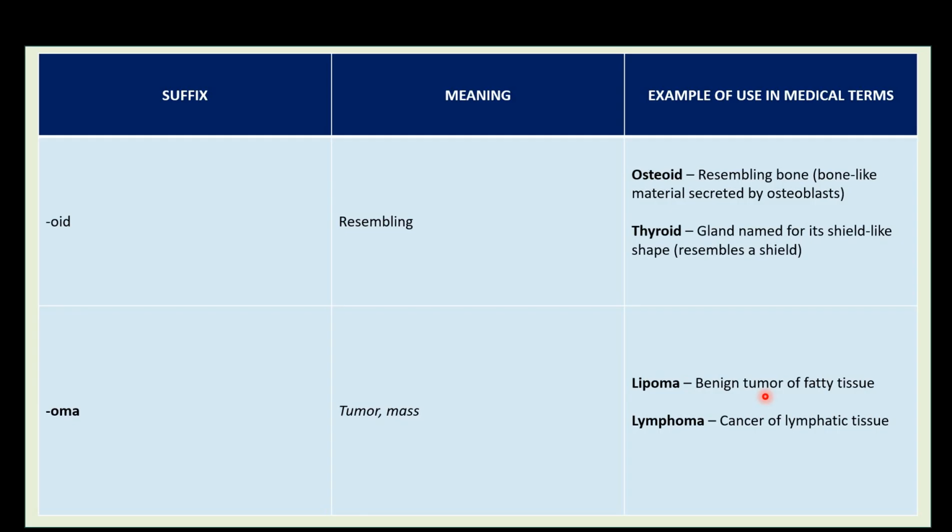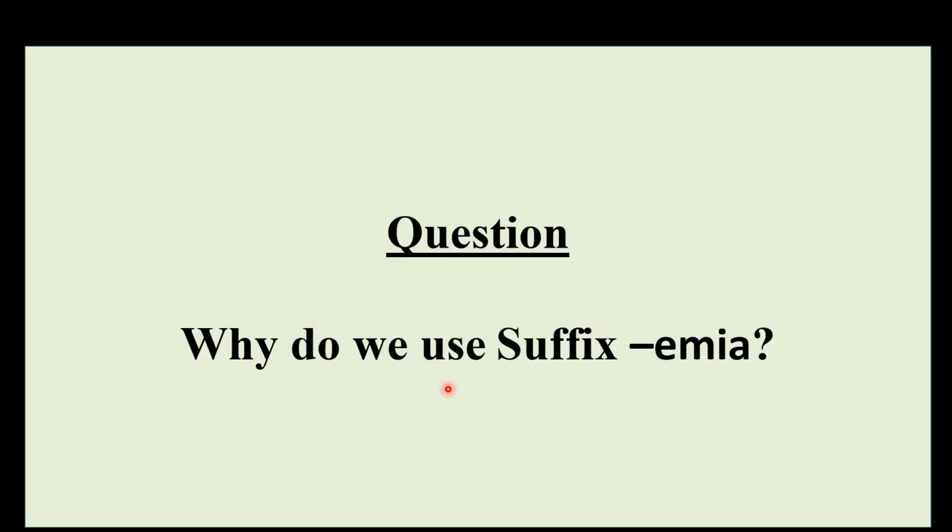Now what you are supposed to do is practice. At the end of every session I'll put one question here which will help you remember all previously discussed topics. Because there are so many suffixes and prefixes, if you try to learn everything you might get confused. So it's better to practice and revise the topics regularly. Today's question is, why do we use the suffix emia? This is already discussed. You just need to write the answer in a short form.